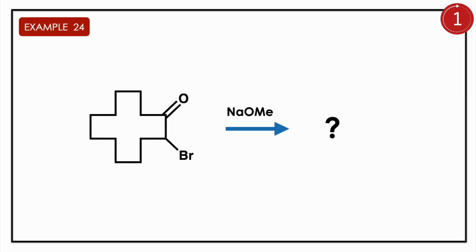Then the next question. Here you have a beautiful ring system with ketone and bromine. You are using sodium methoxide. You should find what will be the final product.